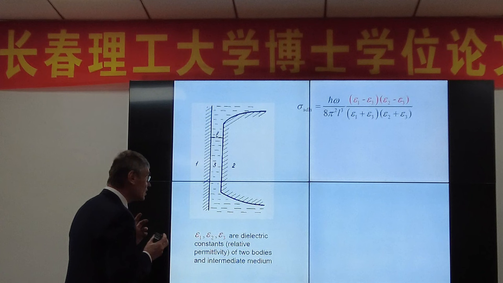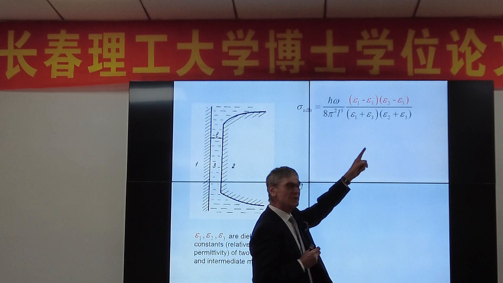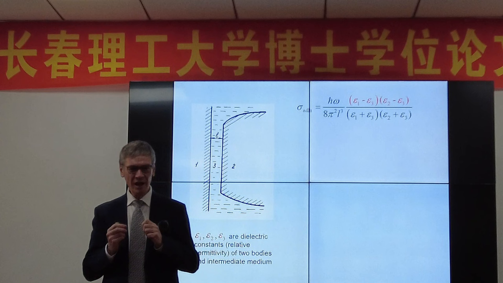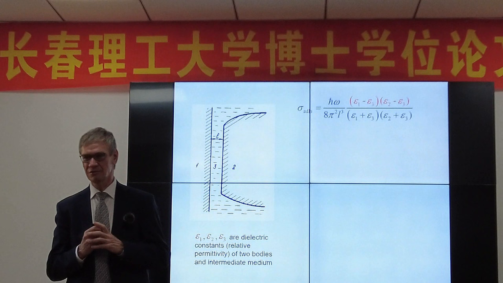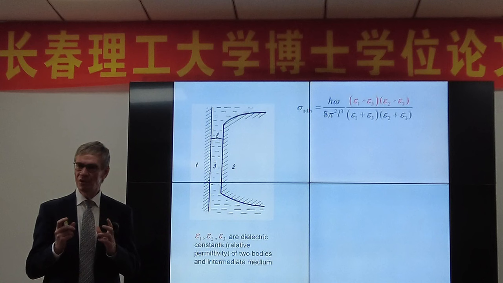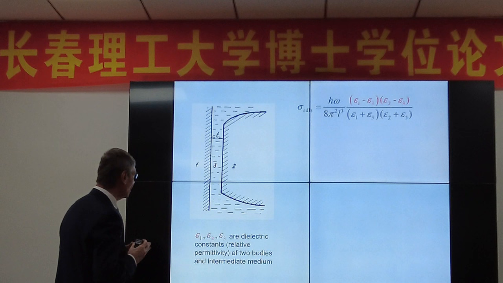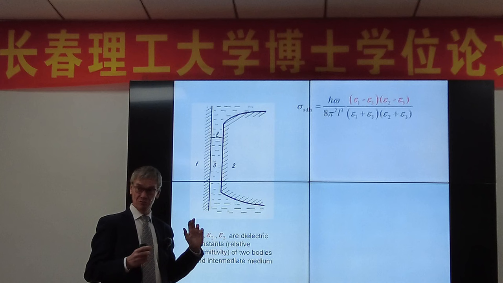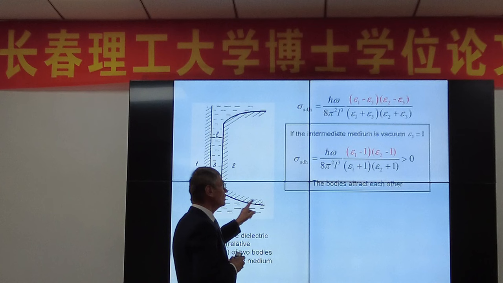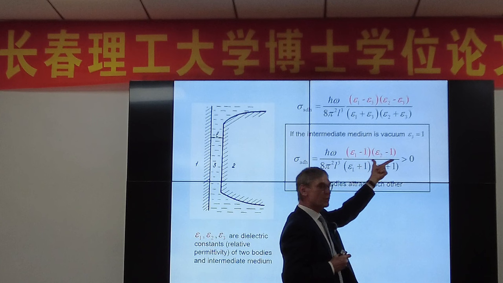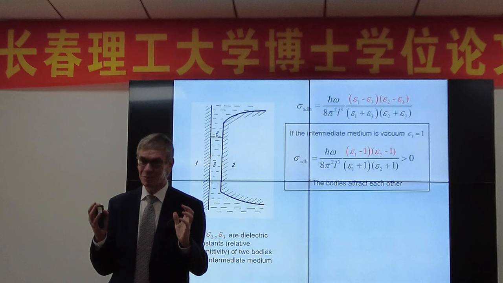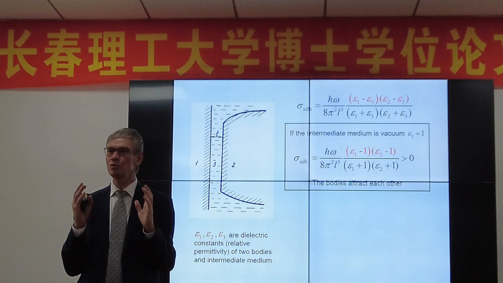And what is very important is this combination of epsilons. Epsilon is the electric permittivity of a medium, or it is known as the electric constant of a medium, the relative dielectric permittivity. Vacuum has dielectric permittivity 1. And all other dielectrics have dielectric permittivity larger than 1. If the third medium is vacuum, then the dielectric permittivity of the third body, epsilon 3, is 1. And then this product is positive, and this means the attractive force is positive. That means that the bodies really attract each other. In vacuum, two electrically neutral bodies attract each other.